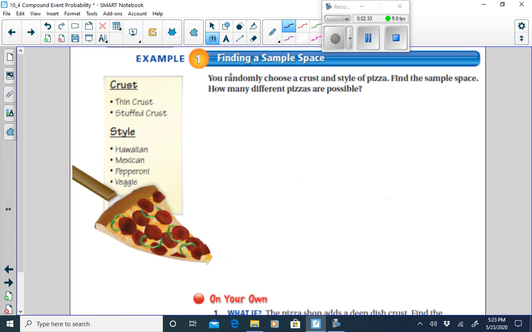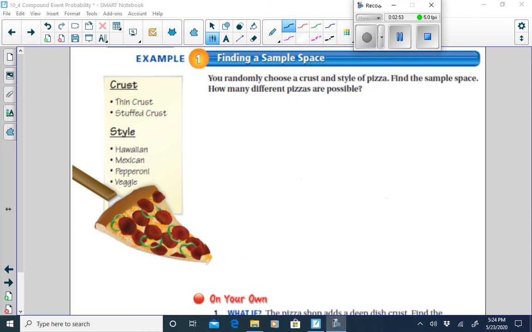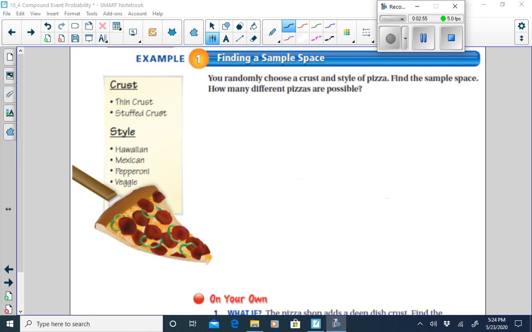Here it says we want to find the sample space. And remember, the sample space is the set of all of the possible outcomes of an event. You randomly choose a crust and style of pizza. Find the sample space. How many different pizzas are possible? Well, if we're looking for the number of possible outcomes of the event of thin crust and stuffed crust and the different styles, we would take two possible outcomes.